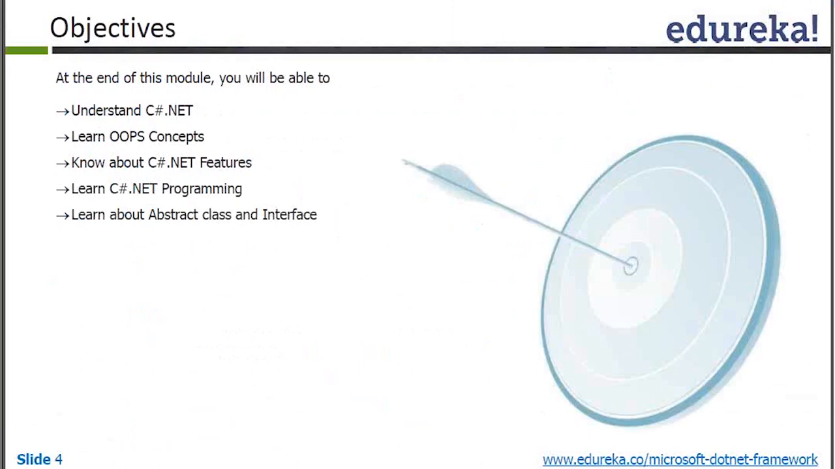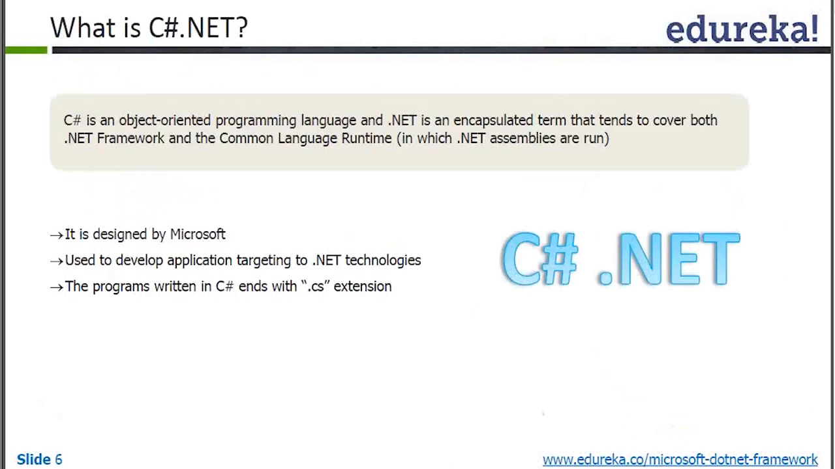Coming to the objectives, we'll understand what is C#, OOPS concepts, C# .NET features, and C# .NET programming concepts. We'll see the OOPS in detail in C#. So let's start with what is C#. C# is an object-oriented programming language, and it is a product from Microsoft. It's a programming language from Microsoft which supports OOPS concepts. It's not just support, it's fully OOPS.